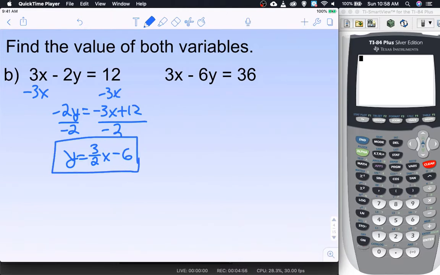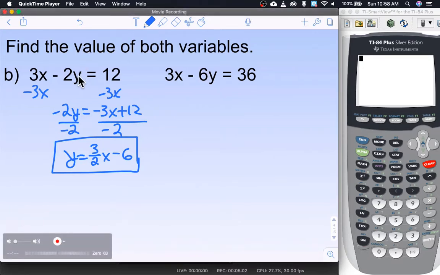That is one of the first steps of using the substitution method. You have to solve for one of the variables. I could have solved for this x, or this x, or this y. I chose this one. Now, once you have that, it says y equals this stuff. I'm going to take that stuff and plug it in for y.